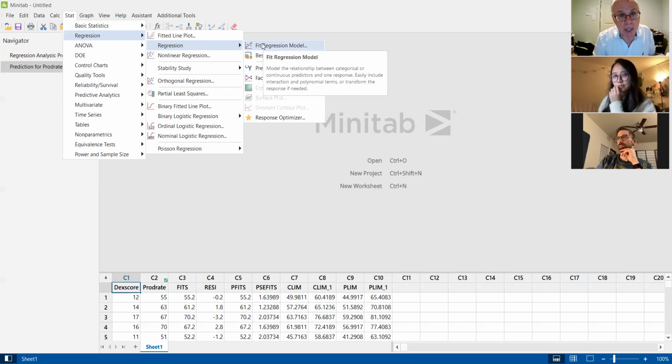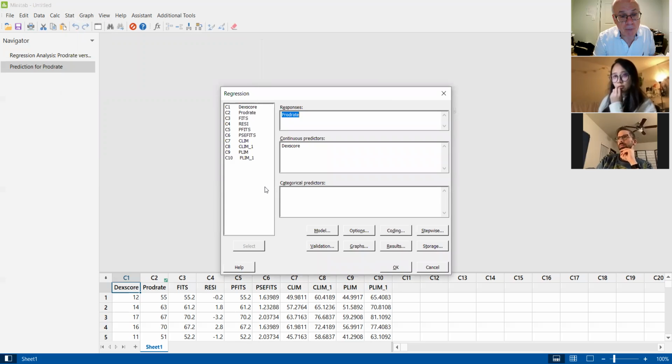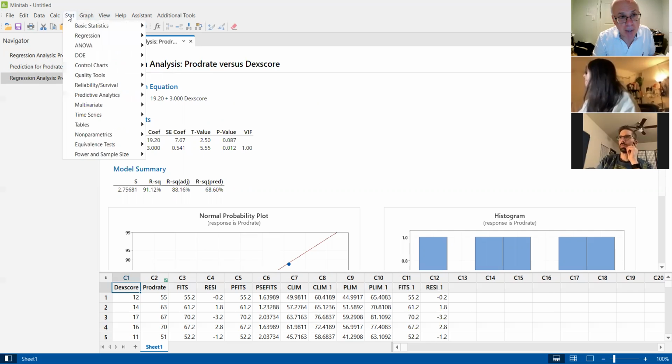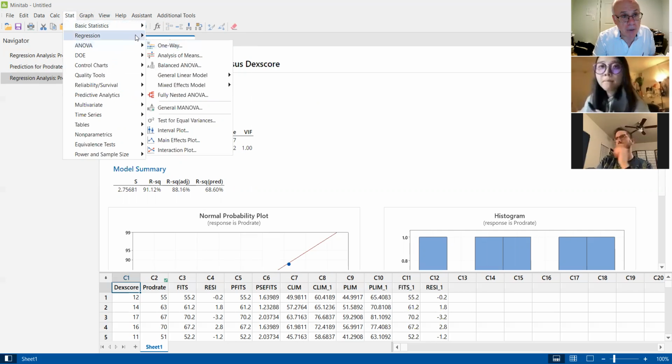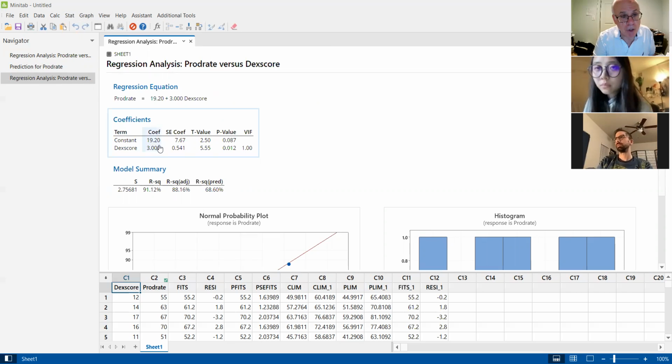But as far as fitting the regression, when they say fit the regression model, that means to come up with the equation. This is where you would get it, right? And you know how to get there now: Stat, Regression, and then Regression, and then Fit Regression Model. When it says fit, it'll actually calculate it for you, and it'll give you the coefficients, which means the y-intercept and the beta, the slope.